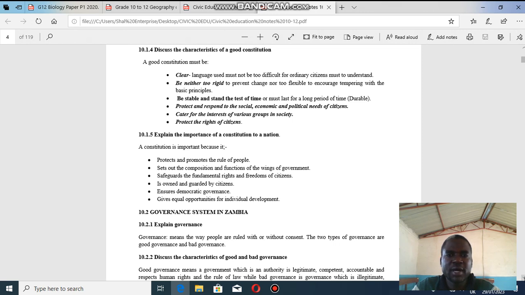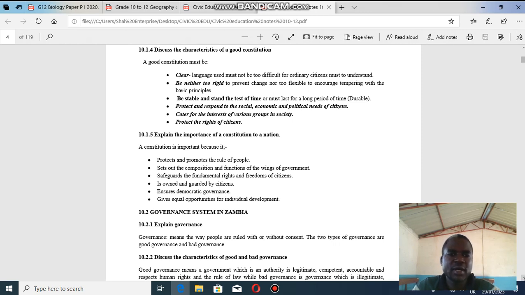Then be stable and stand the test of time. What does it mean? It must last for a long period of time. The other term is durable. It should be durable. Protect and respond to the social, economic and political needs of citizens. Cater for the interest of various groups in society, like the disabled and the orphans and the like. Protect the rights of citizens: right to freedom of association, freedom of speech, assembly, life, education, access to water, safe drinking water, and so forth.